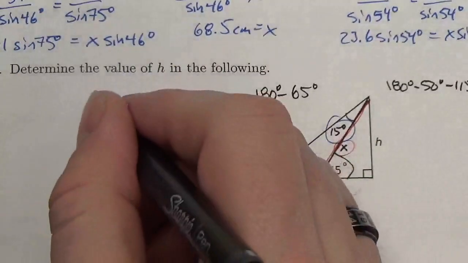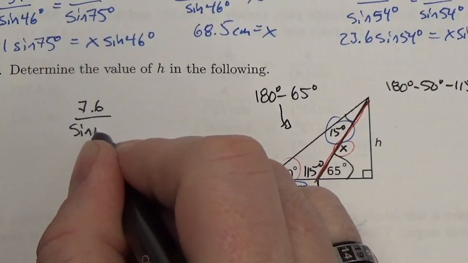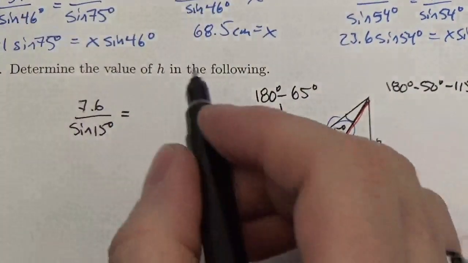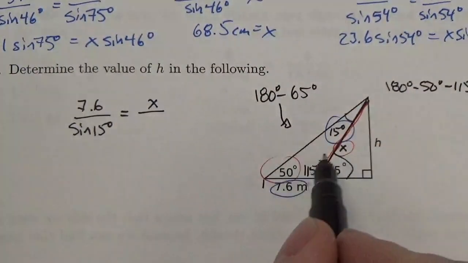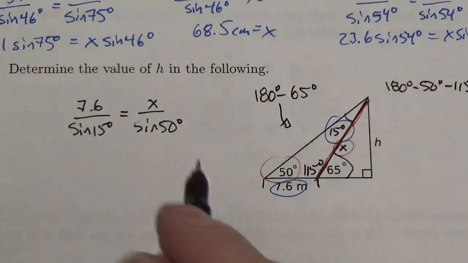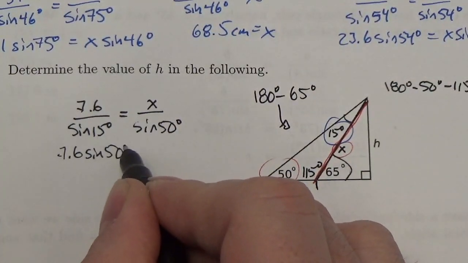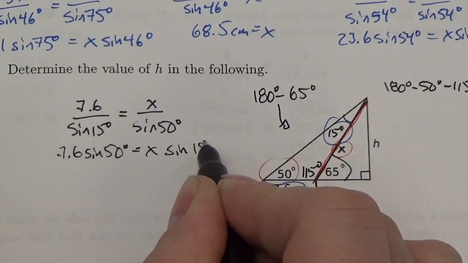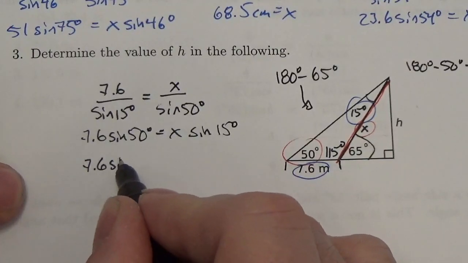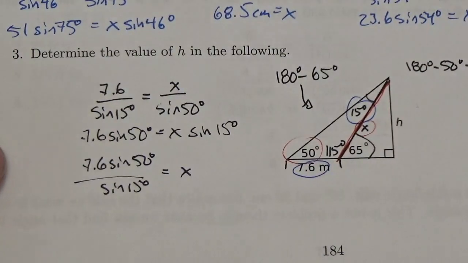So now I can set up 7.6 over the sine of 15 degrees. So I'm still working on this triangle right here. That is going to equal x divided by what's opposite at that, which is going to be the sine of 50 degrees. Now I'm set up here. I will cross multiply. So 7.6 times the sine of 50 degrees is going to equal x multiplied by the sine of 15 degrees. I want to get x by itself, so I'm going to divide by the sine of 15 degrees to get x here.